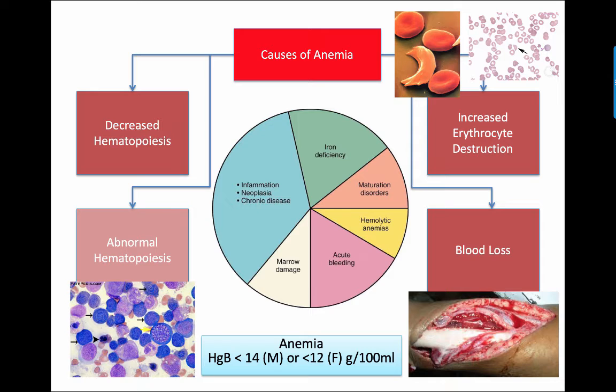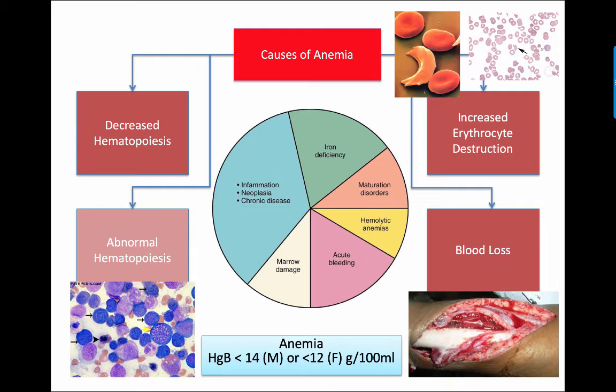You can simply have increased erythrocyte destruction, where your red cells are normal looking, but they're destroyed or hemolyzed. So you see this in thalassemia. You can see this in sickle cell anemia as well. If they're destroyed, you see this in hemolytic anemia, secondary to, like, medications that may cause that.